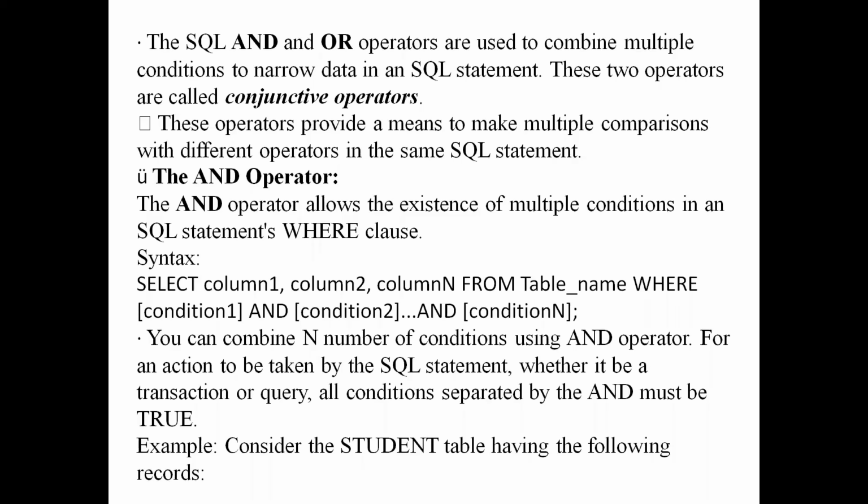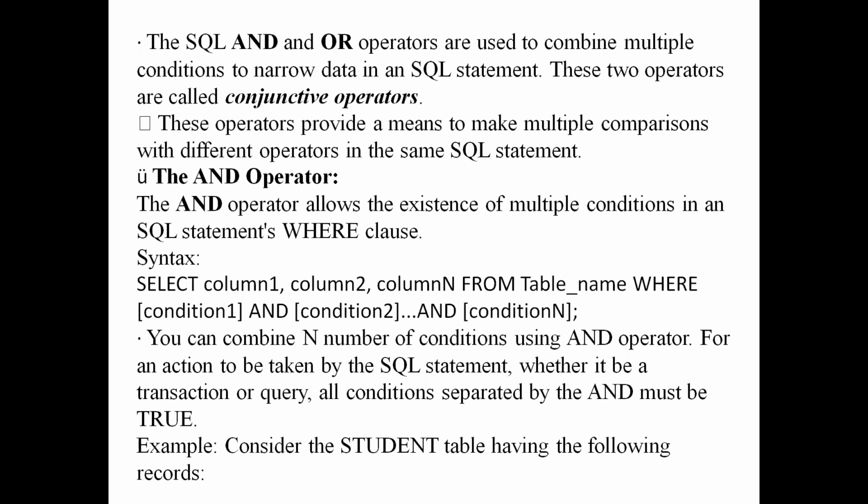That is, SELECT column1, column2, column n FROM table_name WHERE condition1 AND condition2 ... AND condition n, ending with a semicolon. As we said in the beginning, the AND can be used with multiple comparisons, as you are seeing in the syntax here. Multiple conditions are checked here. For multiple comparisons, we use AND or OR operators with SQL statements in the WHERE clause.